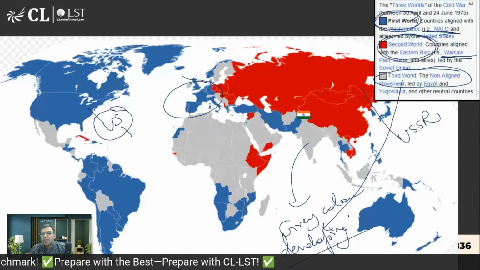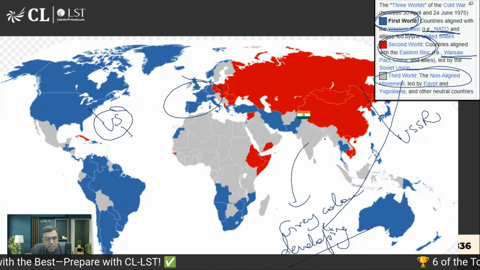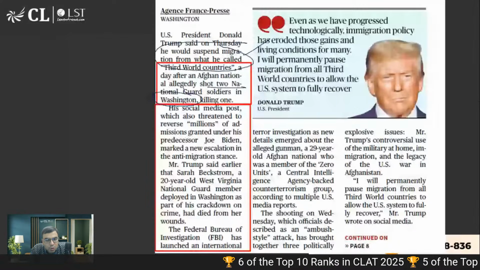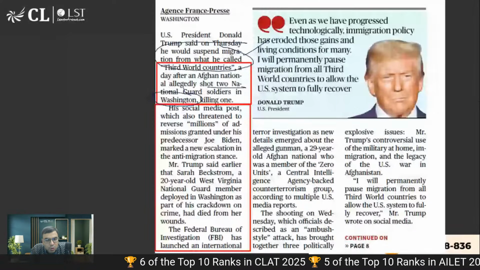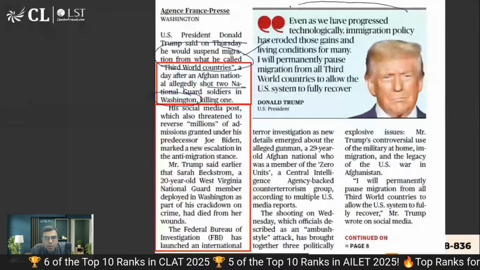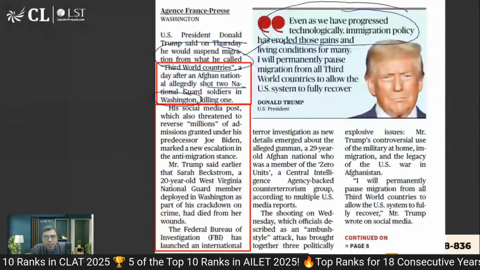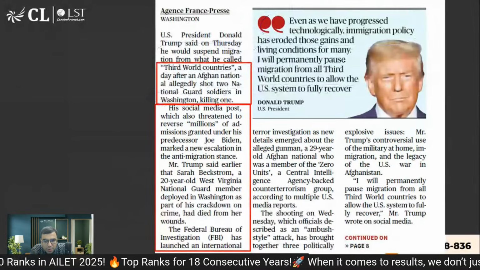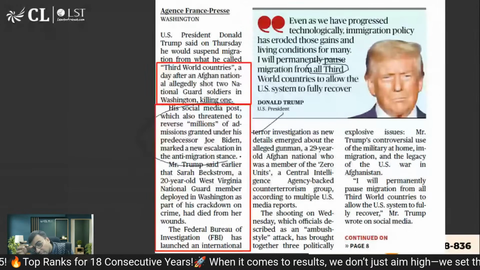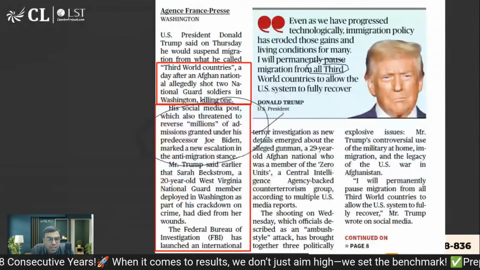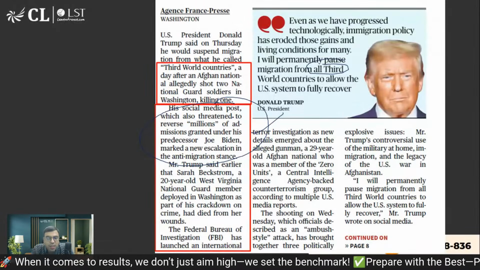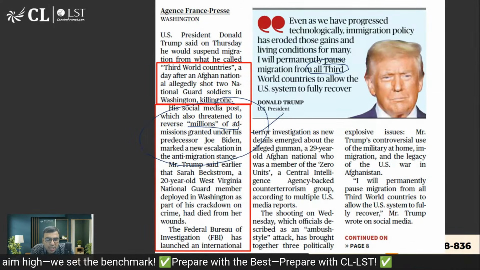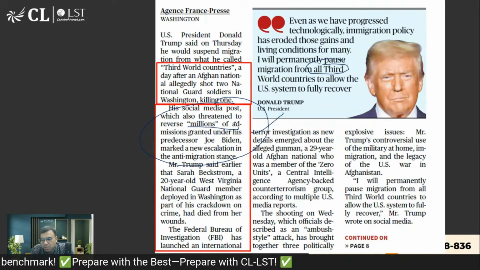Okay, so that is what you should also be knowing. As a migrant from Afghanistan, Donald Trump will change our immigration policy. We are planning that I'll permanently pause migration from all third world countries to fully recover. That is what he's saying. He has said that he will reverse millions of admissions granted under his predecessor. According to Trump, many people came during the time of Joe Biden, and that's why he will reverse those things.